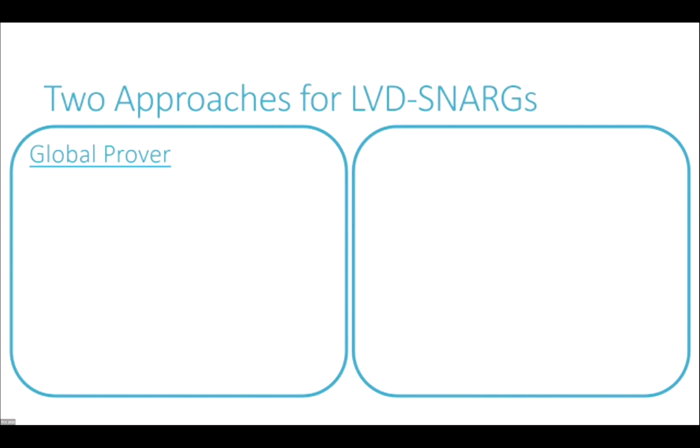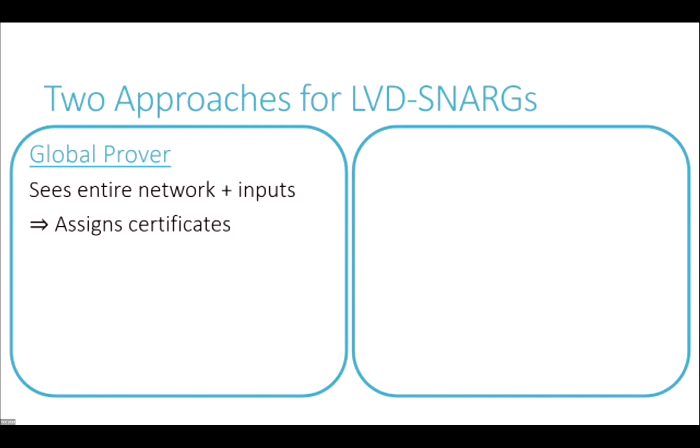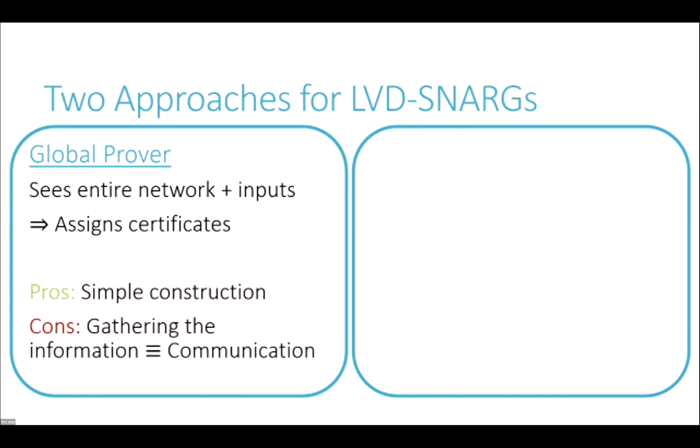The first one is a global prover. So here, the prover is going to be a centralized algorithm that sees a global view of the entire network and the inputs, and it just assigns certificates to the nodes. Now, as you're about to see, this yields a pretty simple construction. The only problem is that the ones that need to do the proving are the nodes of the network themselves. And in order for them to do that with a global prover, they first need to gather the entire information of the network in one place and then perform the computation. Now, this is very expensive in communication.